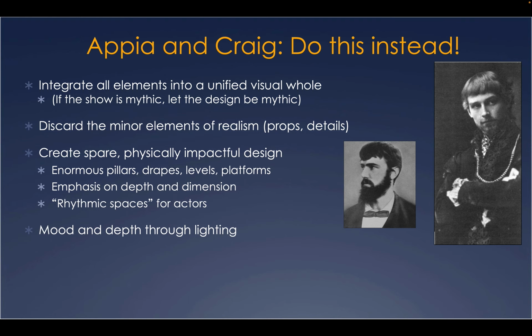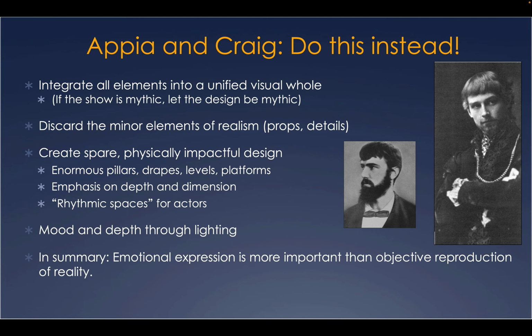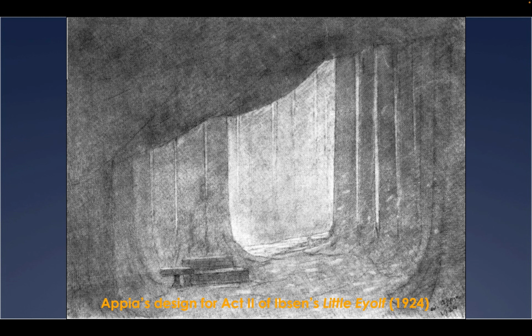We were also, and this is an era, early 20th century, where lighting is becoming a lot more effective, a lot more able to do interesting things, so we can create mood and depth with our lighting. In summary, and this is a big, important one to think about for you and your career as an artist, in terms of how any play tries to tell its story: this is the idea of emotional expression being more important than objective reproduction of reality. They were not the first people to think of that, but all these things above from a design standpoint really sum up a lot of those ideas.